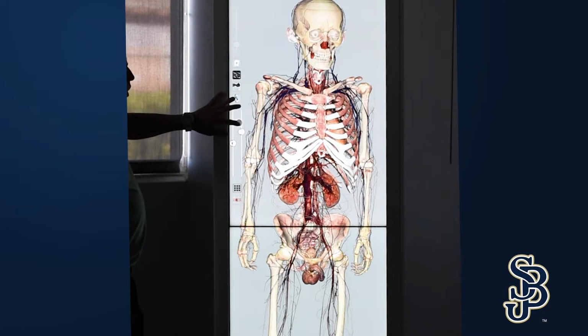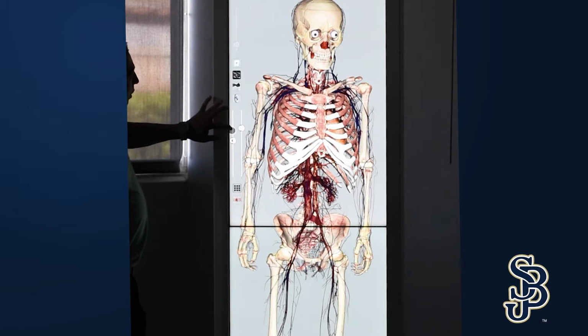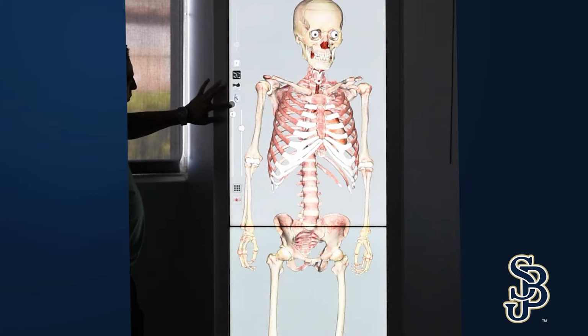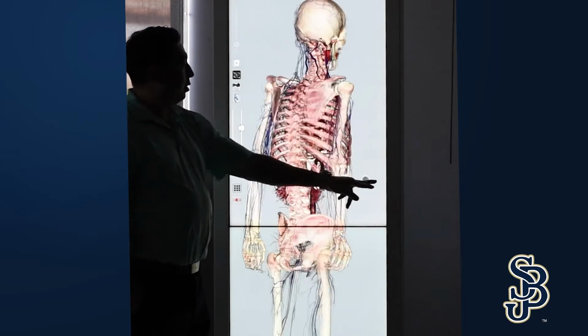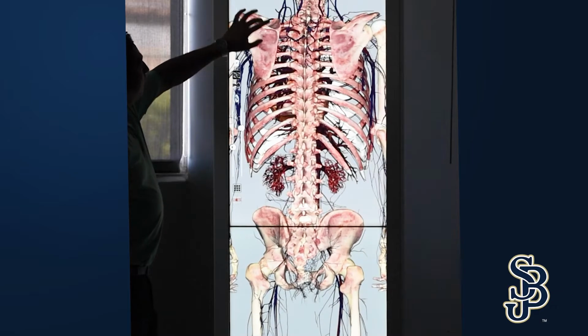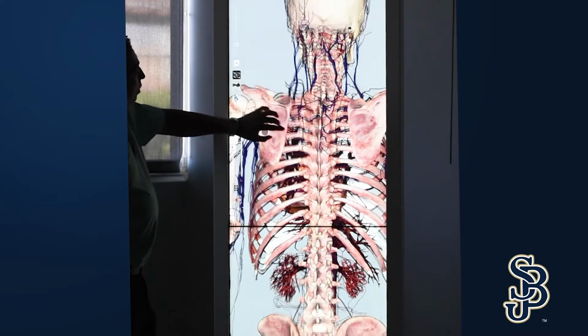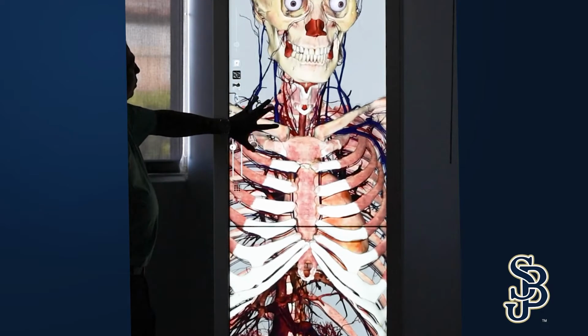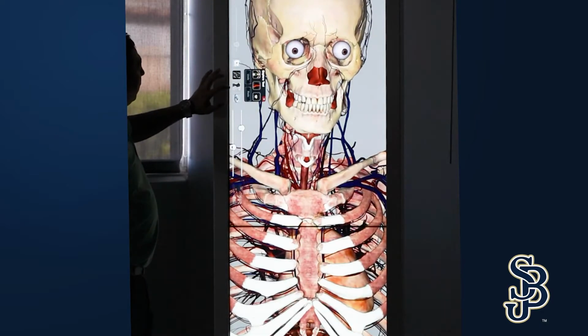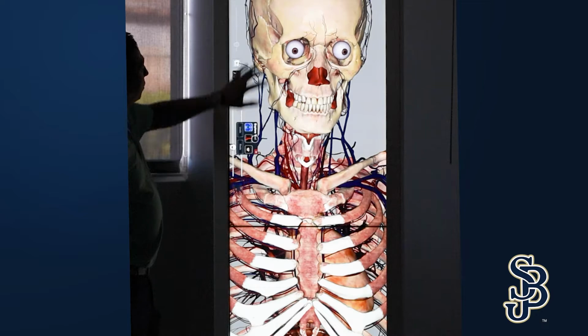So you can see every human body system in here. It's very customizable in terms of showing all the body structures. Just like in a smartphone or an iPad, you can pinch to zoom. And you can remove structures layer by layer to understand the spatial relationships.